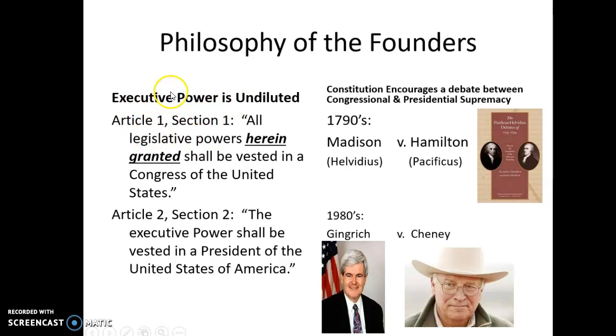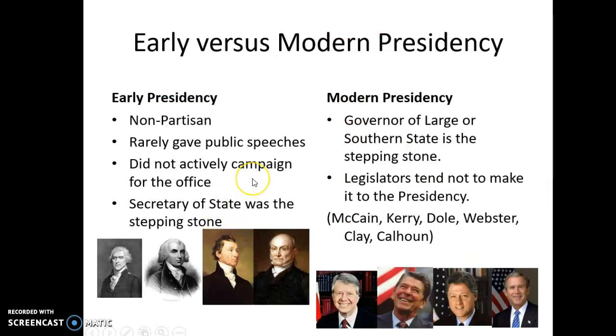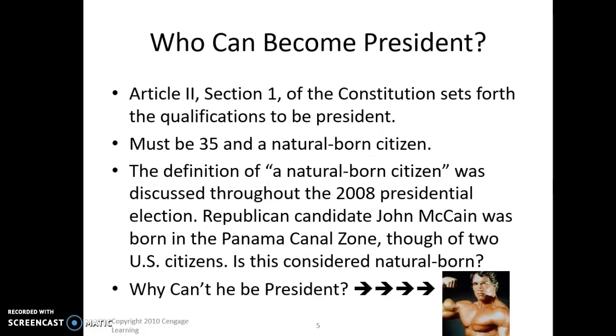Article 1 establishes the powers of Congress. Article 2 tells us what the powers of the president are, or what the president can or cannot do. Who can become president? Who can become president is found in Article 2, Section 1. You must be 35 years old and a natural born citizen. Who can't be president? A non-natural born citizen cannot be president.